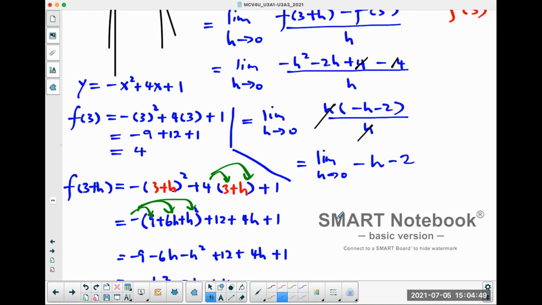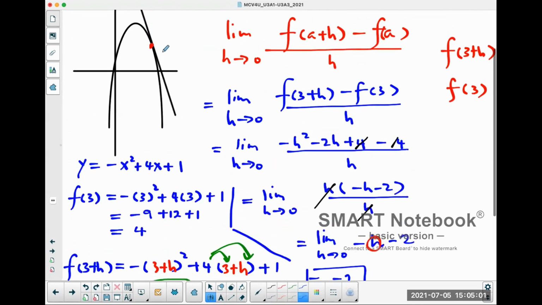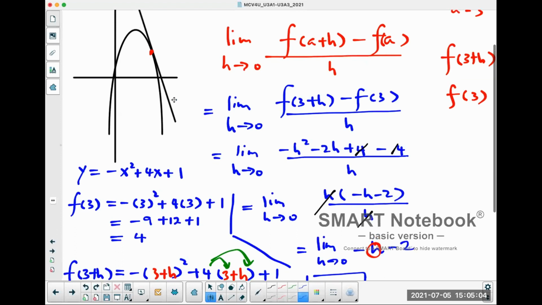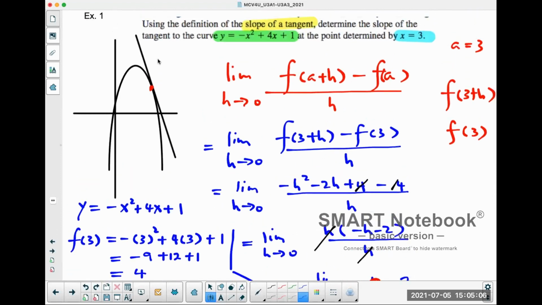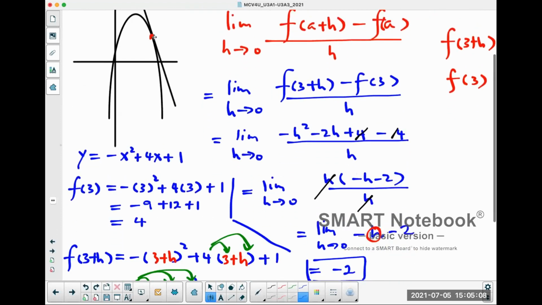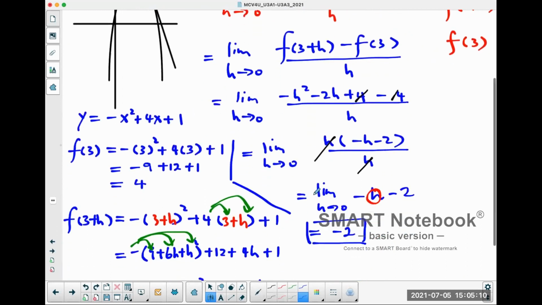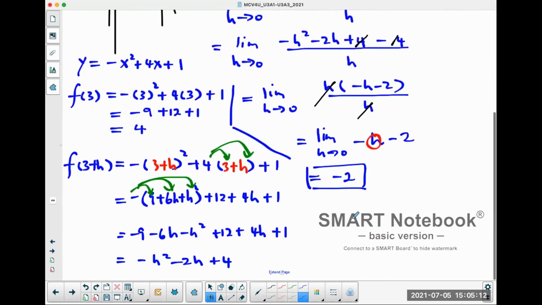Now, what happens when h is very small, like 0? Well, then this is 0 minus 2, which is just negative 2. So the slope of the tangent is negative 2, which is right here. You can tell the slope was negative, right? It's going downwards. So that's the slope of the tangent at this particular point, and it's equal to negative 2.